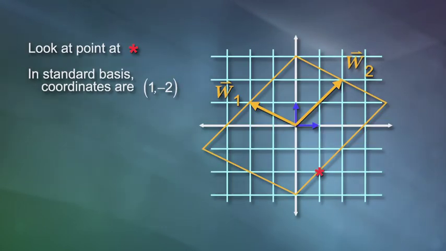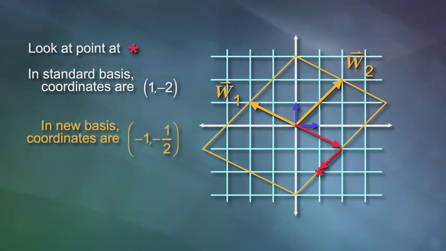For instance, look at the star point again. We saw in the standard basis its coordinates are (1, -2). In the grid from the new basis, I can get to the star point from the origin by first moving in the direction minus W1 by 1 unit, and then moving in the direction minus W2 by half a unit. This means the coordinates in the new basis are (-1, -1/2).